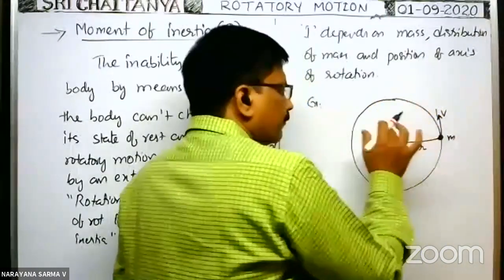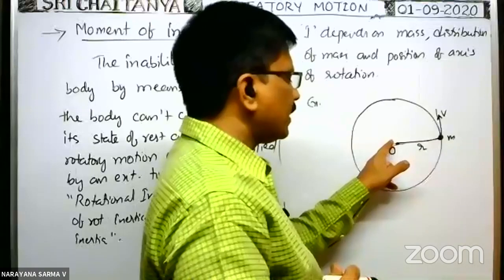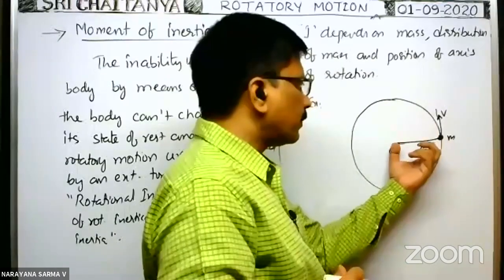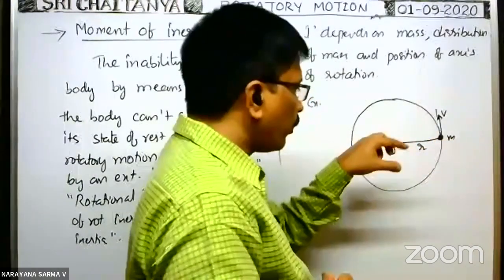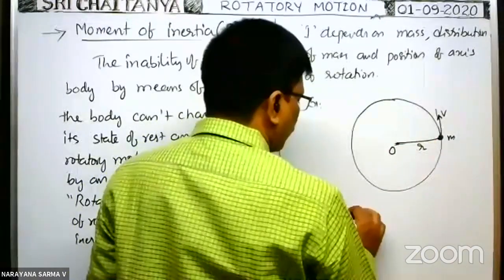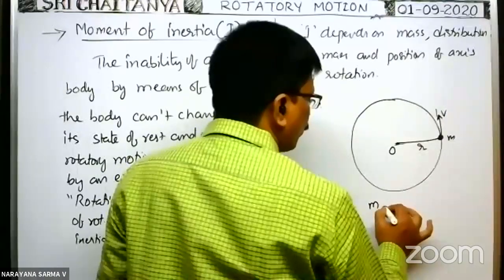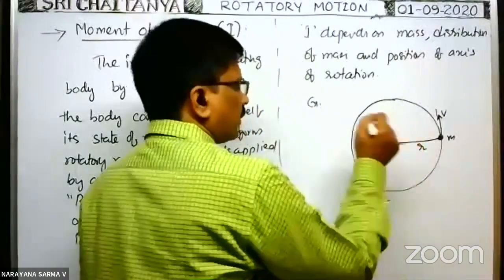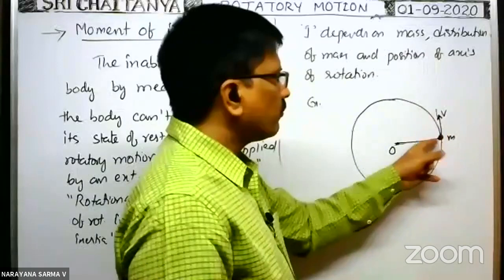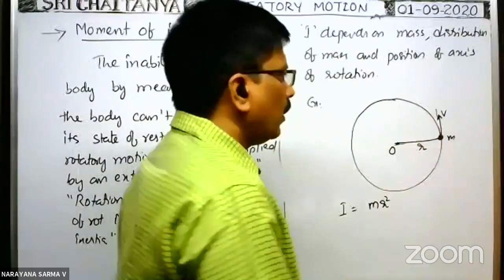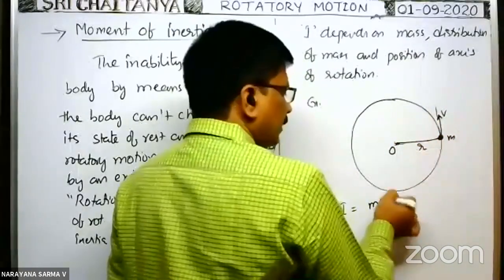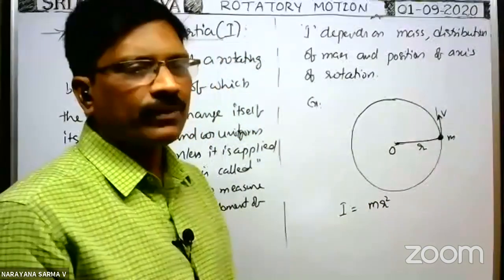So here the moment of inertia of this particle about this axis or about this point depends on the mass of the particle and the perpendicular distance of this particle from the axis of rotation. It depends on these two, provided the axis of rotation is fixed here. Now the moment of inertia of this particle is measured as mass of the particle into square of the perpendicular distance of the particle from the axis of rotation. Perpendicular distance means perpendicular to the direction of its motion from the axis of rotation when the particle lies here. So m into r square, that is the moment of inertia of the particle.